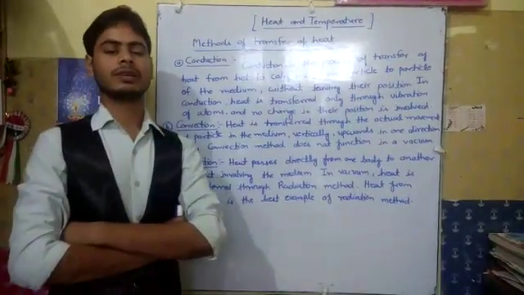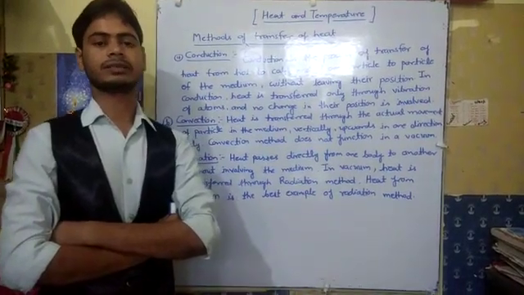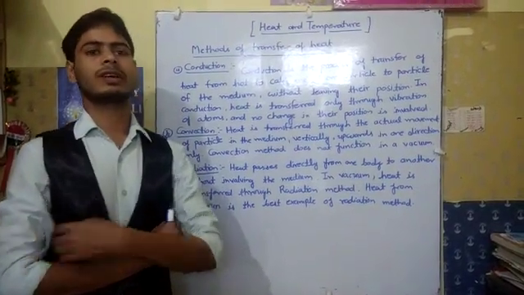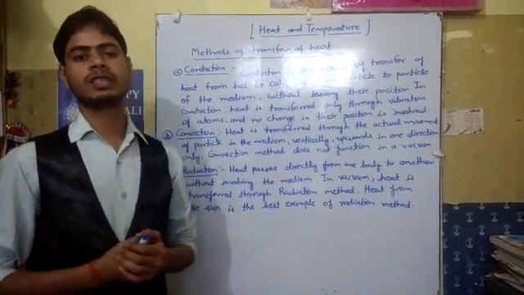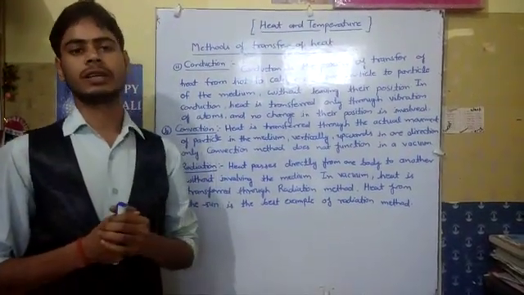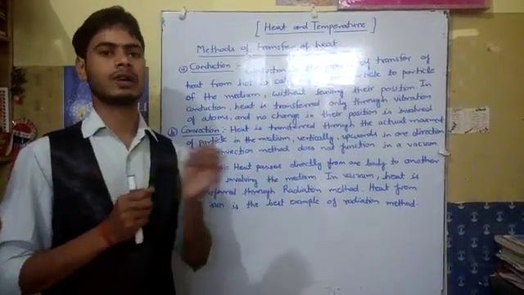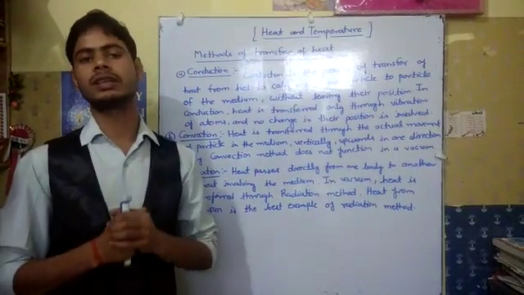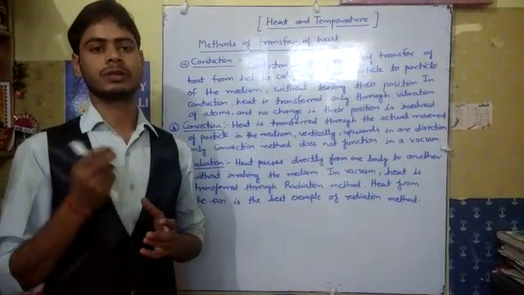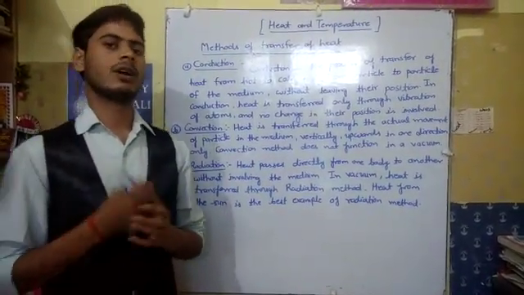Hello everyone. In the previous class, we already discussed temperature and heat. So, what is heat? In the previous class, we discussed that when two objects, one hot and one cold, are in contact, the energy transferred from hot to cold is known as heat. And after that we discussed temperature. Temperature denotes the degree of hotness or coldness of an object.